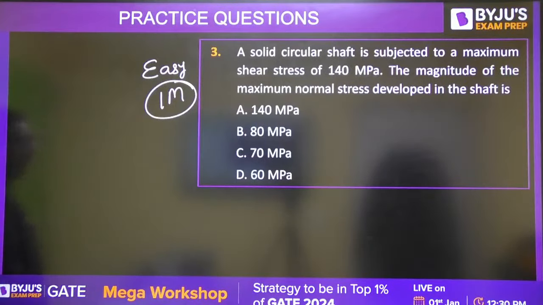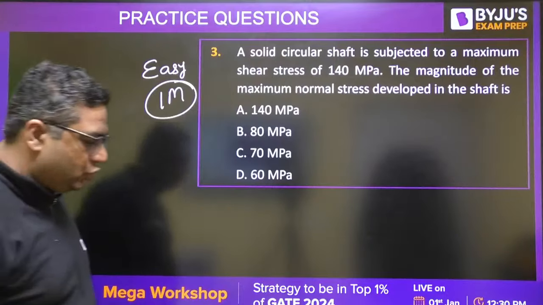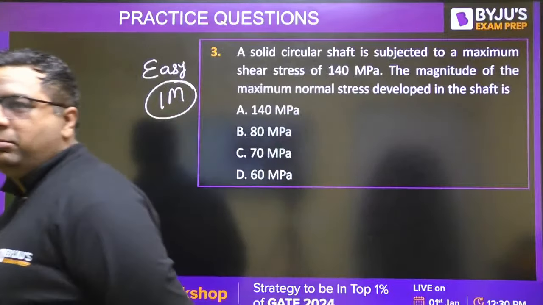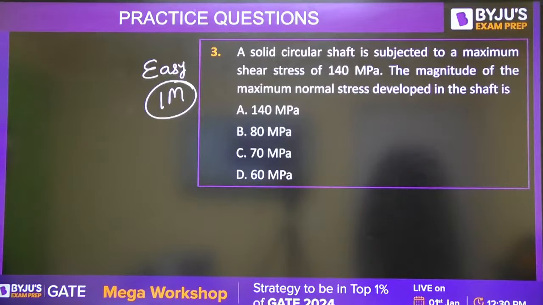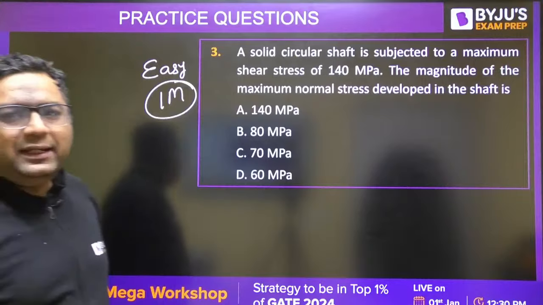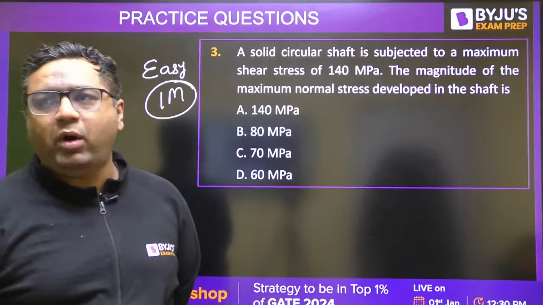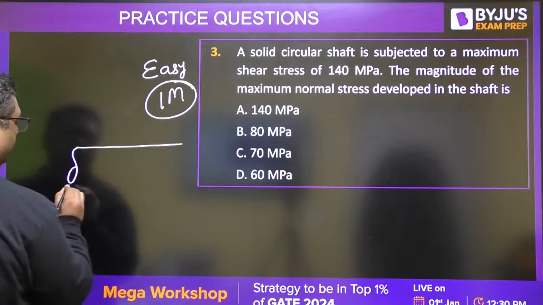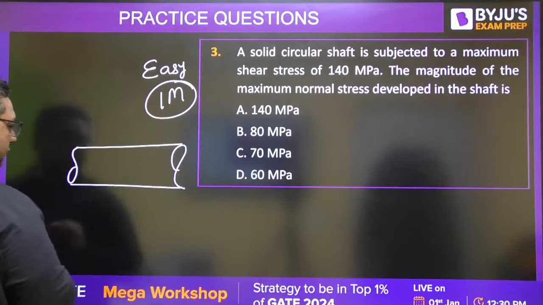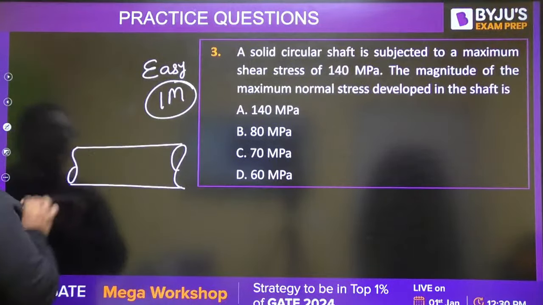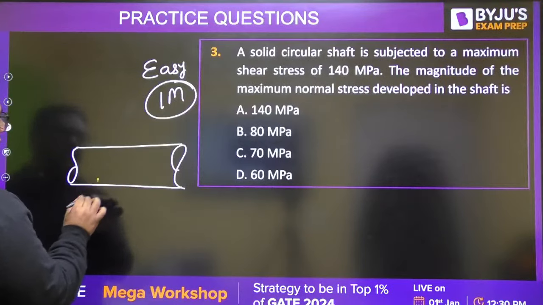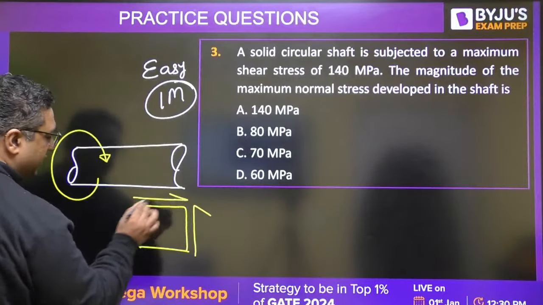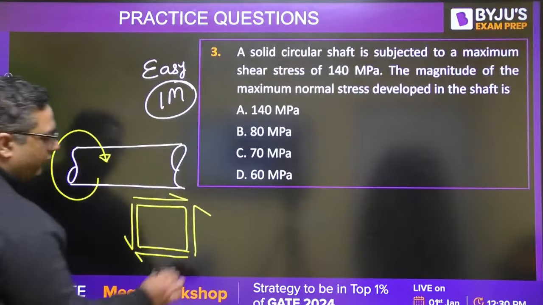What would be the answer for this one? Solve it and get the answer. Bhavya is saying 140. Yes. What about others? Here you need some good quality strength of materials. Madhuvamshi is saying A. Very good. So dear, here it says a solid circular shaft. A solid circular shaft is subjected to obviously some twisting moment, because of which the maximum shear stress induced is around 140 MPa.